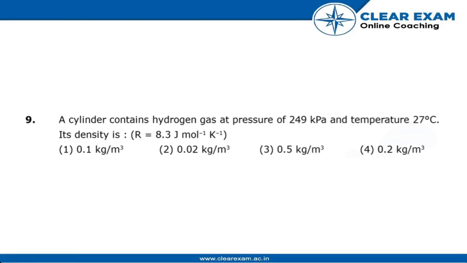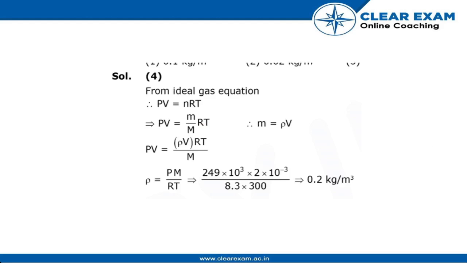A cylinder contains hydrogen gas at a pressure of 249 kilopascal and temperature 27 degrees Celsius. We have to find its density. First things first, we'll write the ideal gas equation. PV is equal to nRT.